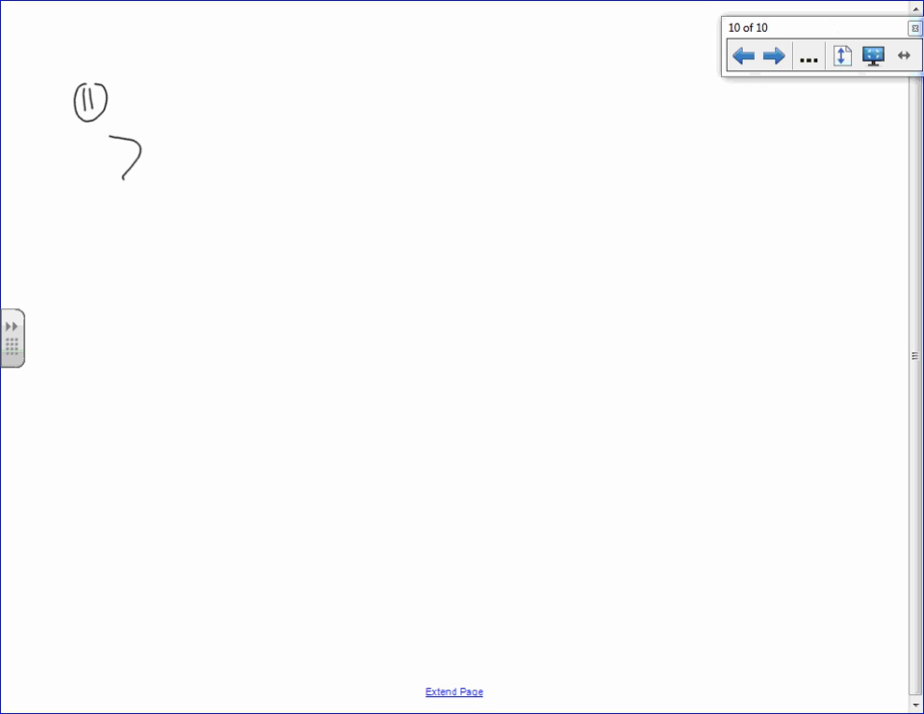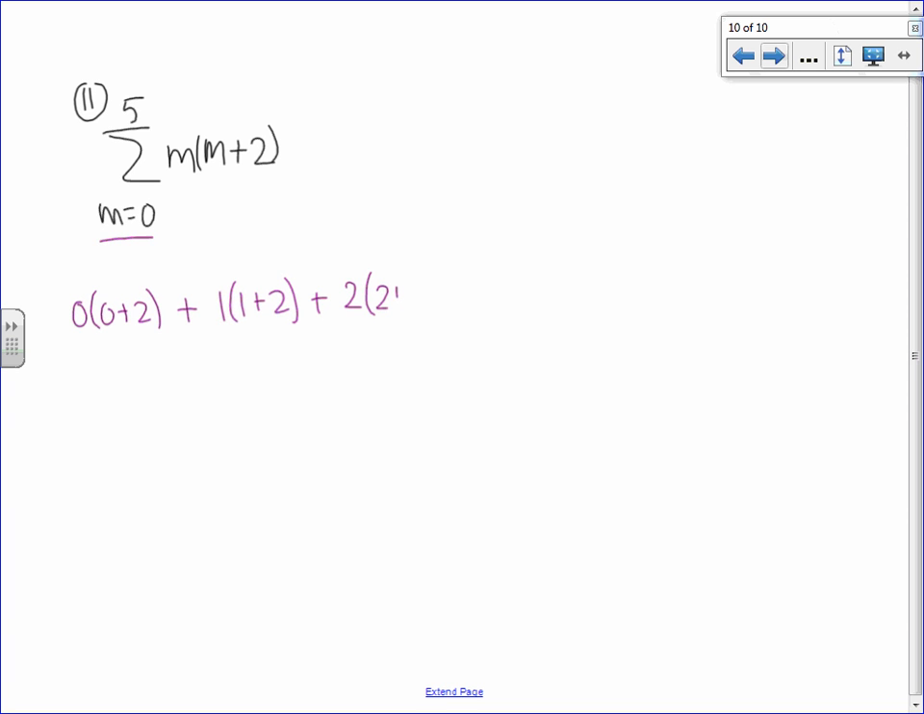Number 11. Summation from m equals 0 to 5 of m times m plus 2. I'm going to start plugging in at 0. So this is going to be 0 times 0 plus 2. Plus 1 times 1 plus 2. Plus 2 times 2 plus 2. A lot of 2's. Plus 3 times 3 plus 2. Plus 4 times 4 plus 2. Plus 5 times 5 plus 2, and I stop.